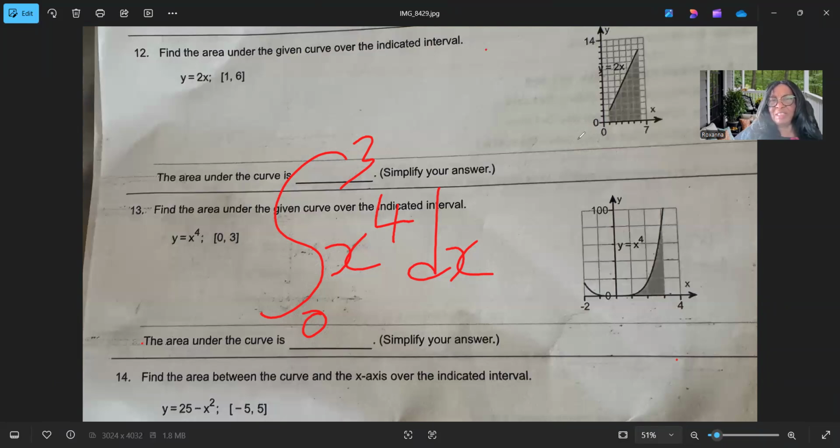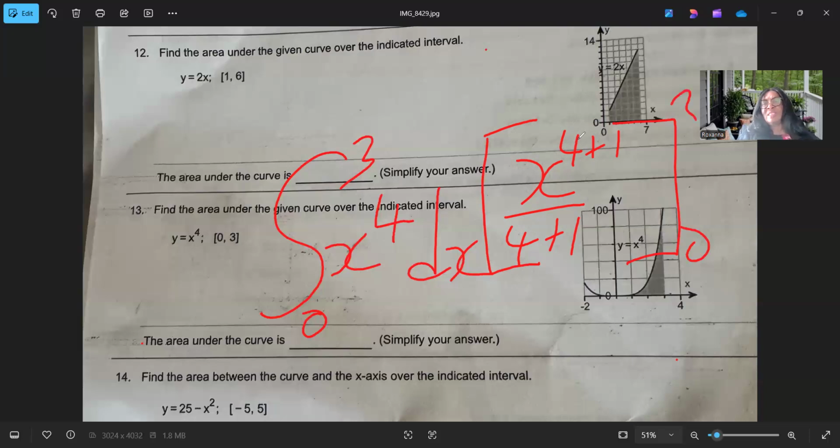So I'm going to do that integral. I have x to the power 4 plus 1 using the power rule, all over 4 plus 1, evaluated from 0 to 3. That's all I have to do. There is no constant of integration because it's a definite integral. If you put c there, you will subtract it anyway. C minus c is going to be 0.